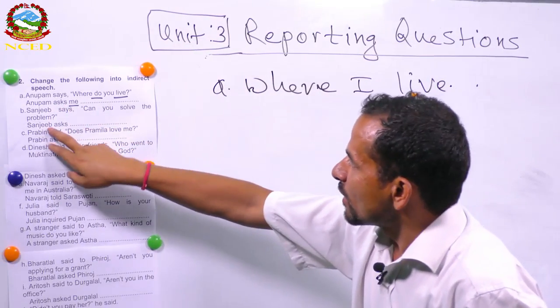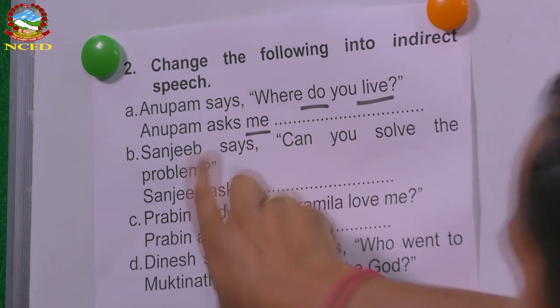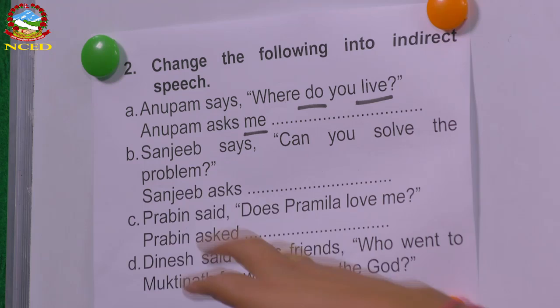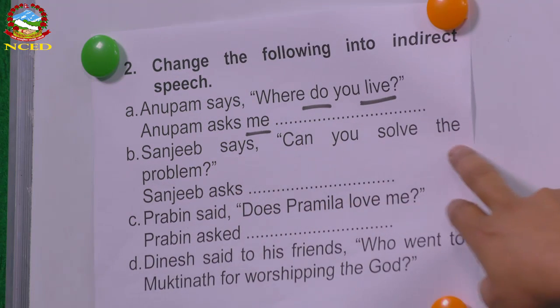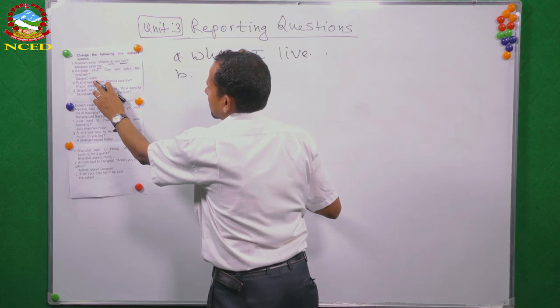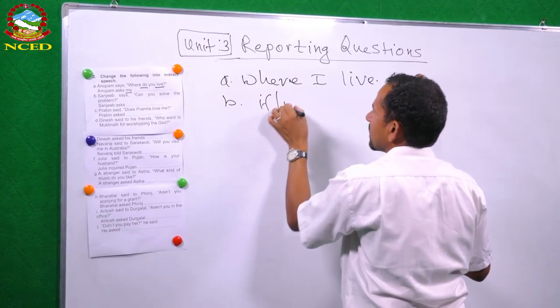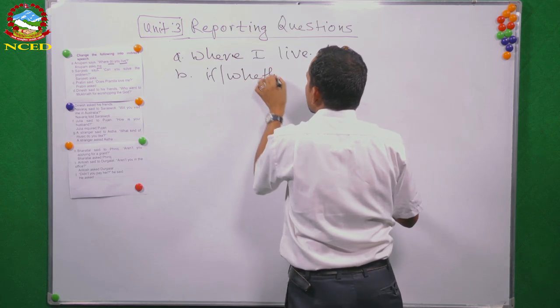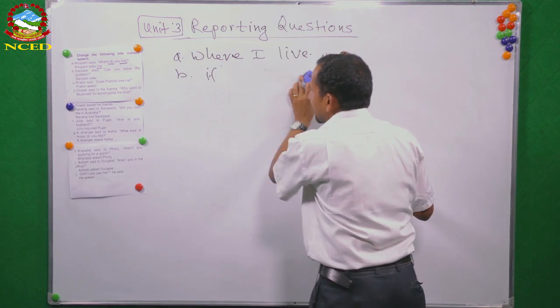Now let's go to number 2, number B. That's also similar to number A. We are not going to change the tense, right? Because it's in present tense as well. Number B, Sanjeev says, can you solve the problem? What type of question is it? It's a yes, no question, right? So the reporting clause is given there: Sanjeev asks. So either we write if or whether. In your real life, you just write one. So let's say I'm just writing if here.